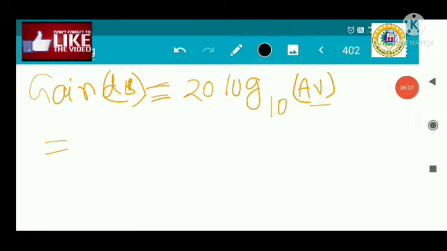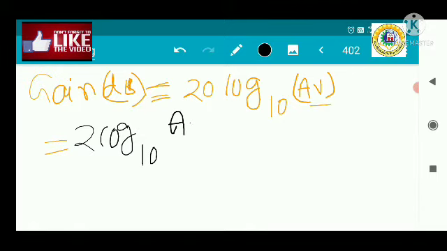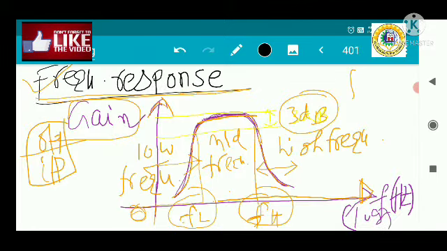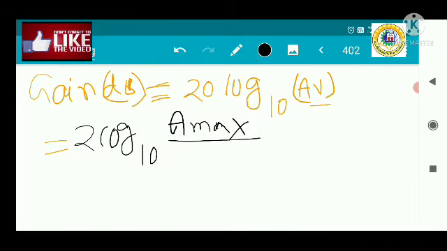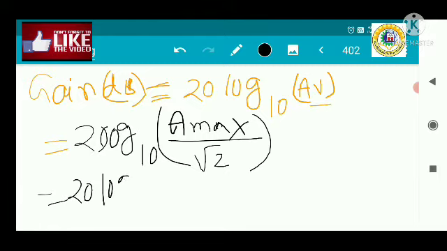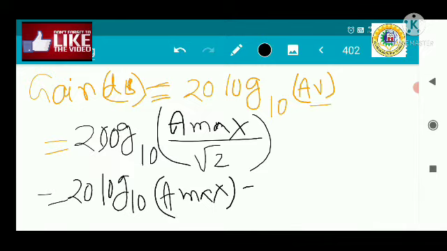In the discussion of the cutoff frequency, suppose we have a maximum gain. Suppose we assume this maximum gain is Amx, and the gain is reduced by root 2 times. Then the expression becomes 20 log 10 Amx minus 20 log root 2.